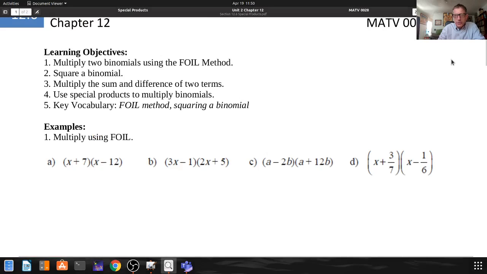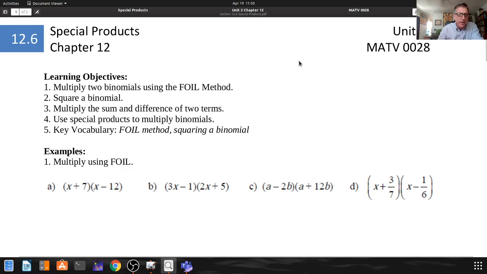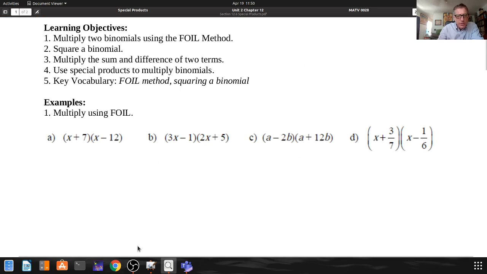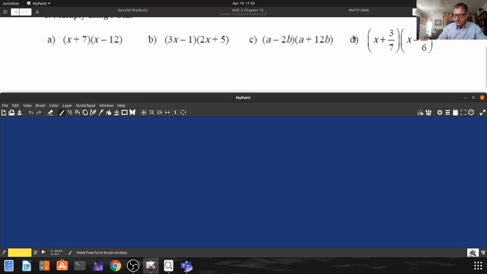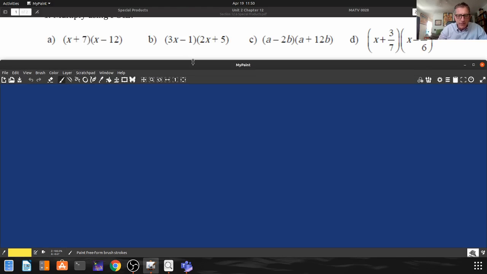Okay, we're going to start 12.6. It's basically titled Special Products. And pretty much it deals with shortcut ways for multiplying two binomials. And the first way they're going to talk about is called FOIL. Some of you may have already heard of it.